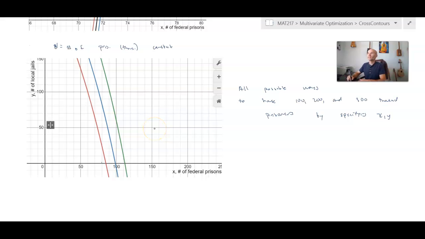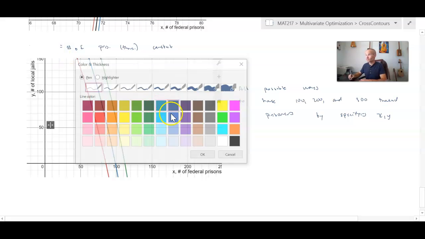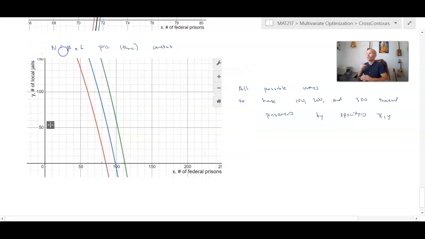Well, here we're holding n, the number of prisoners, constant. This red curve is for 100,000 prisoners. This is for 200,000 prisoners, and this green one is for 300,000 prisoners. And this is going to tell us all the different ways in which we could house 100, 200, and 300,000 prisoners just by determining the number of federal prisons and local jails.